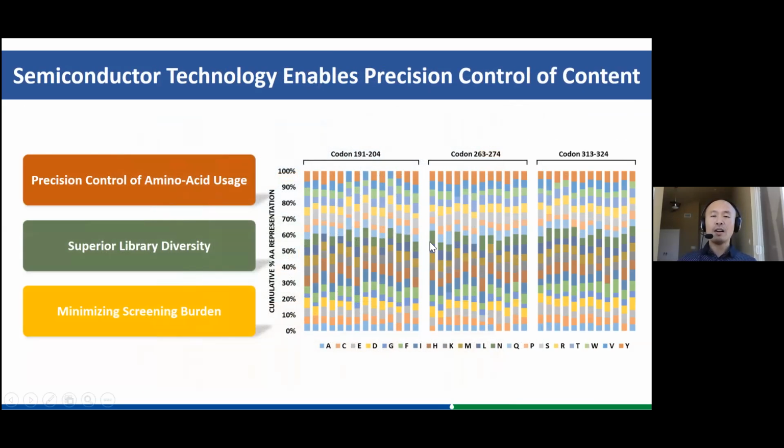This is a more visual representation of the previous data. And as you can see here, each color block is an amino acid. So for all mutation sites, we were able to achieve very evenly distributed amino acids. So this is a library of superior diversity, where the library is not going to be underrepresented or overrepresented with certain amino acids. So unbiased libraries at the end of the day are going to help you minimize screening burden, because every single mutant in the library has equal opportunity to be selected as a top candidate.